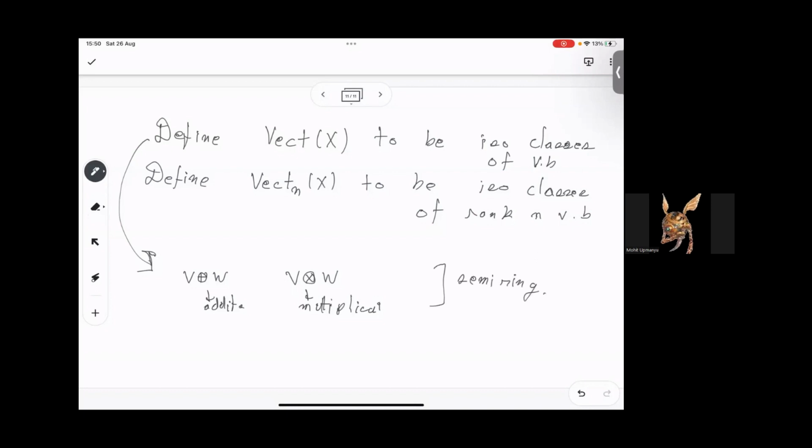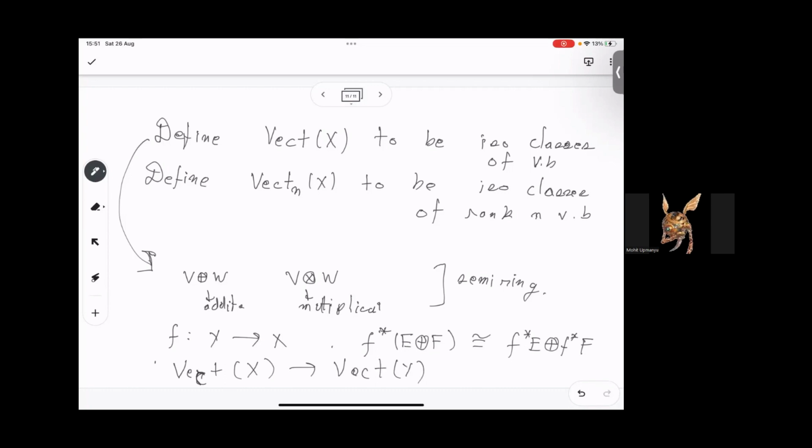One point to notice is that if I have a map f from Y to X, some map between spaces, then f upper star of E direct sum F is in fact equal to f upper star of E direct sum f upper star of F. Similarly for tensors. The consequence is that f upper star gives a semi-ring homomorphism from Vect X to Vect Y, in the reverse direction.